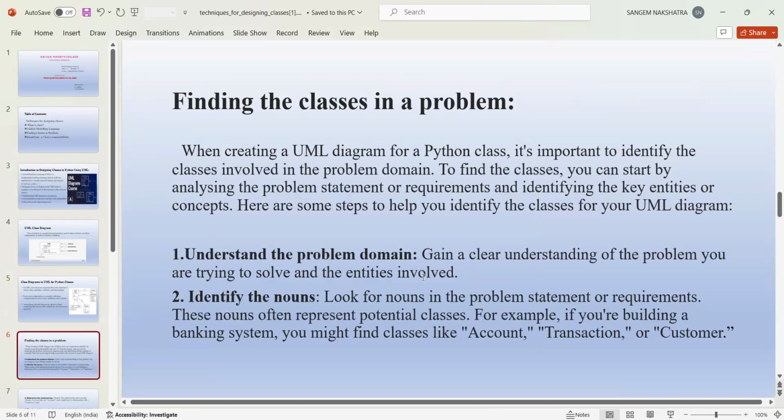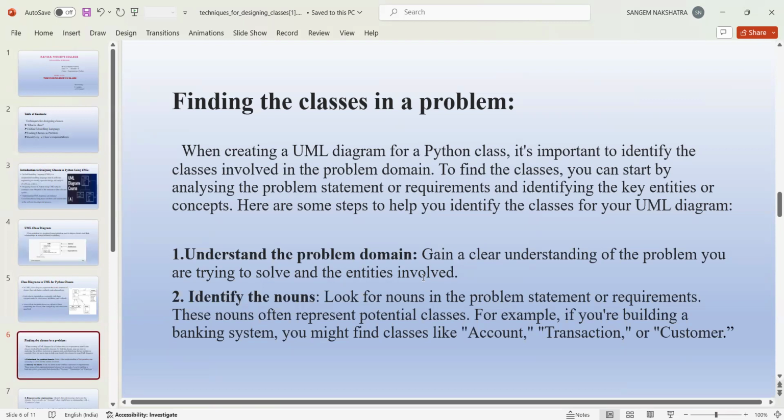In order to design a UML class diagram, there are two main things: finding the classes in a problem and identifying a class responsibilities. So let us discuss about finding the classes in a problem. When creating a UML diagram for a Python class, it's important to identify the classes involved in the problem domain. To find the classes, you can start by analyzing the problem statement or requirements and identifying the key entities or concepts.